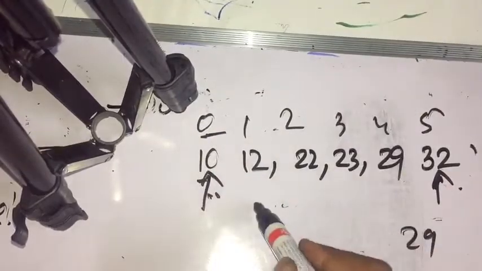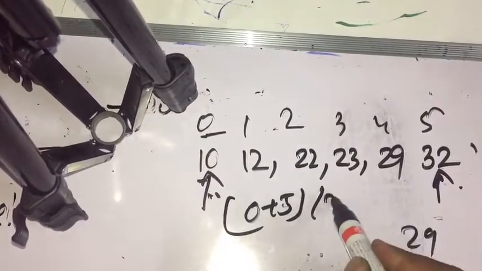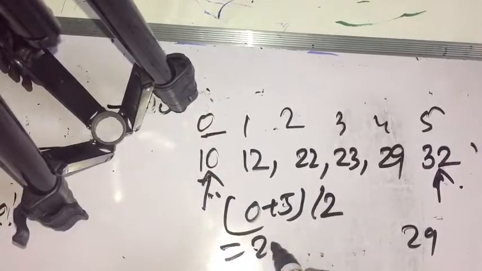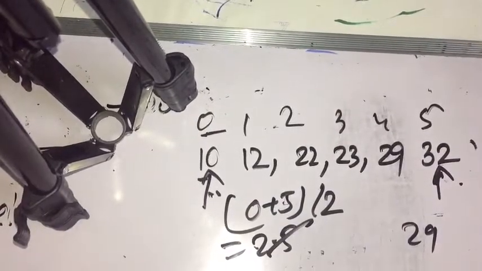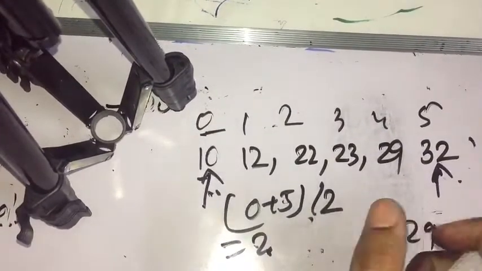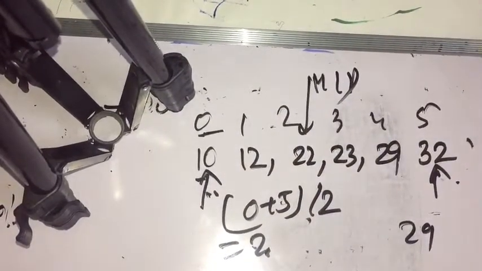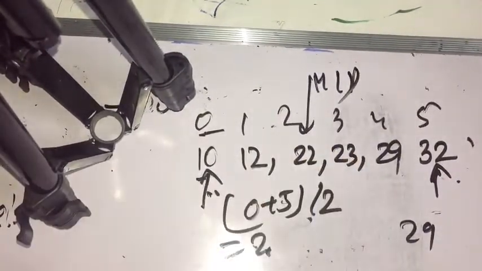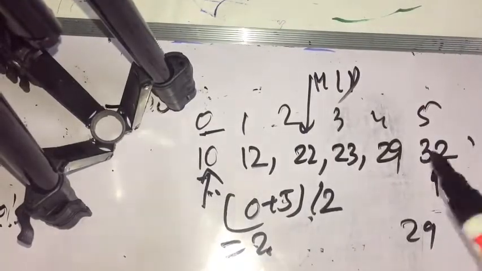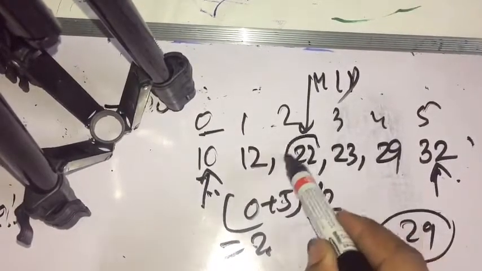Here mid value is 0 plus 5 by 2. We have to find the mid value. 0 plus 5 by 2 is equal to 2.5. It will consider only the integer value 2. Now mid value is 2. This is the mid value of the array. So the mid position. Now the value that is to be searched, the item, is greater than the mid value.